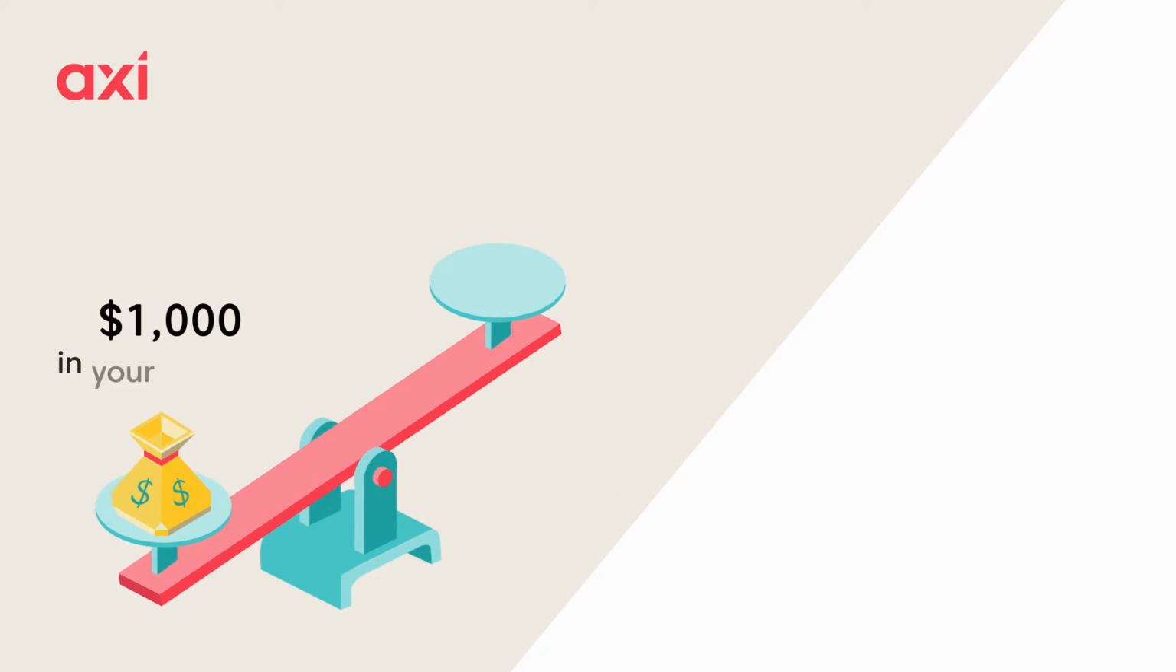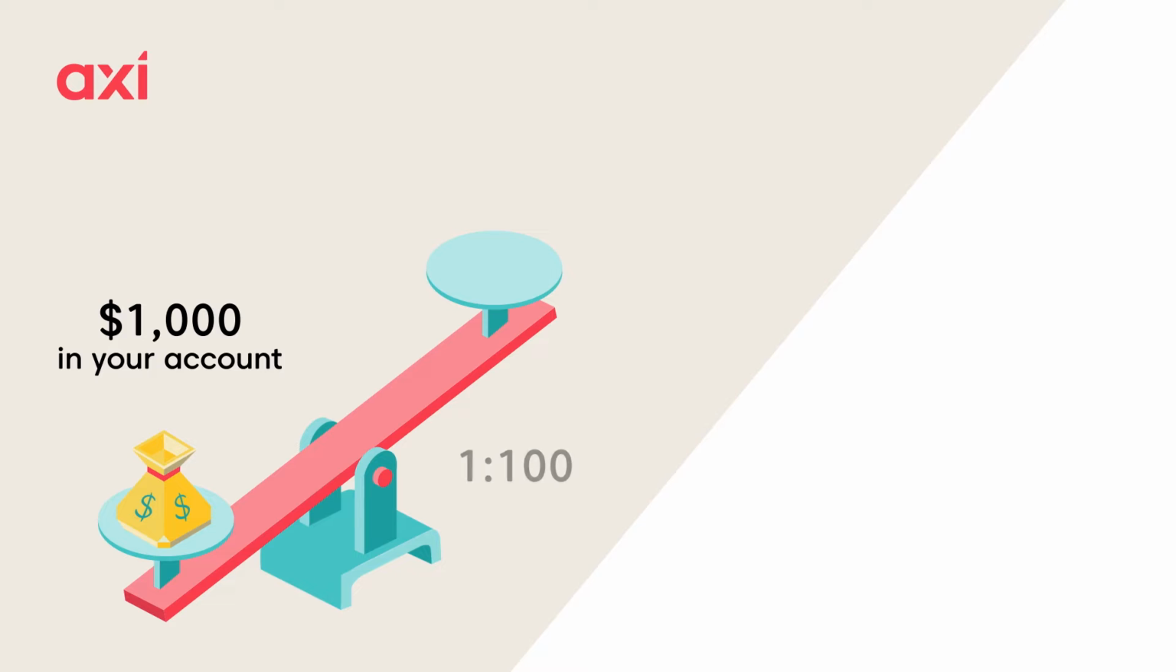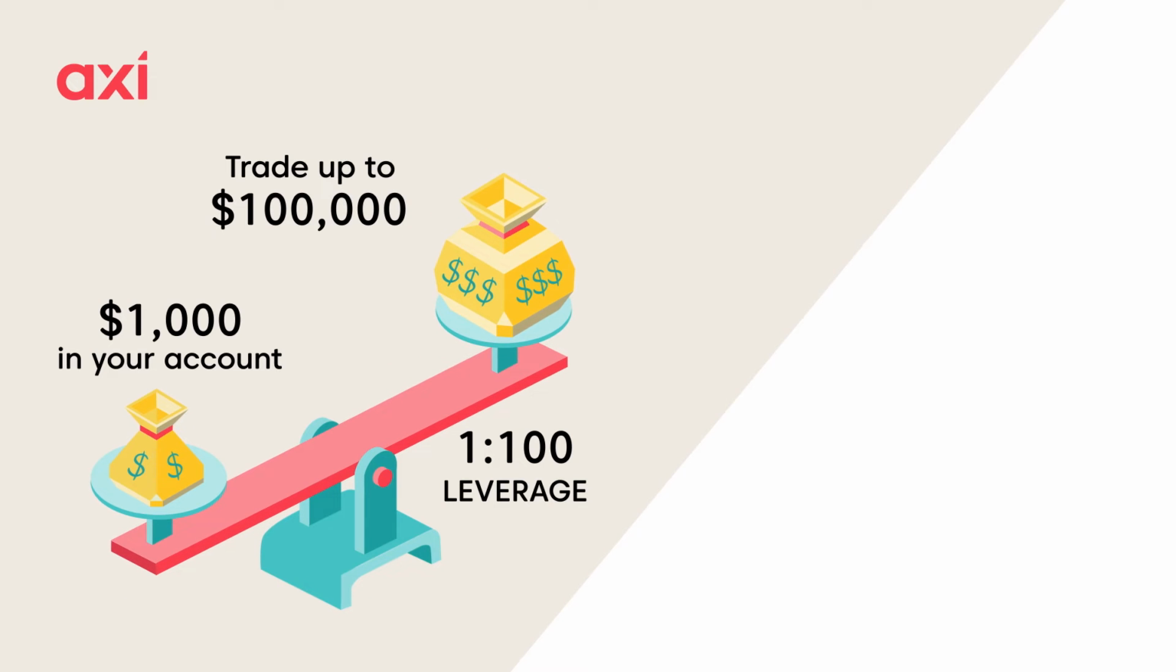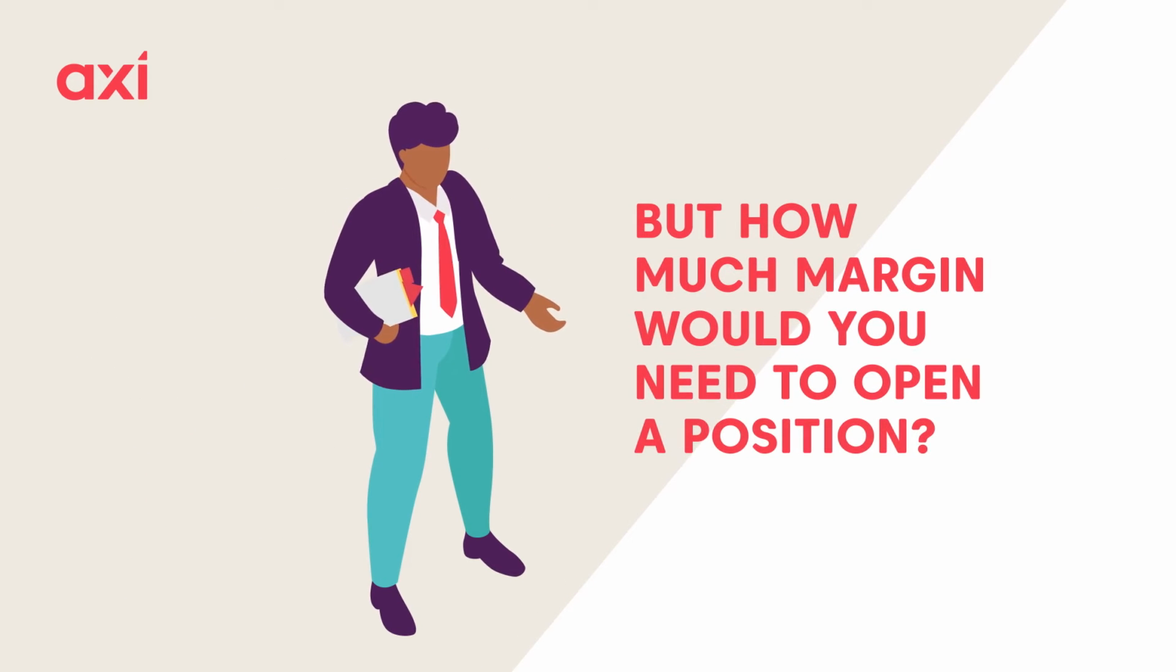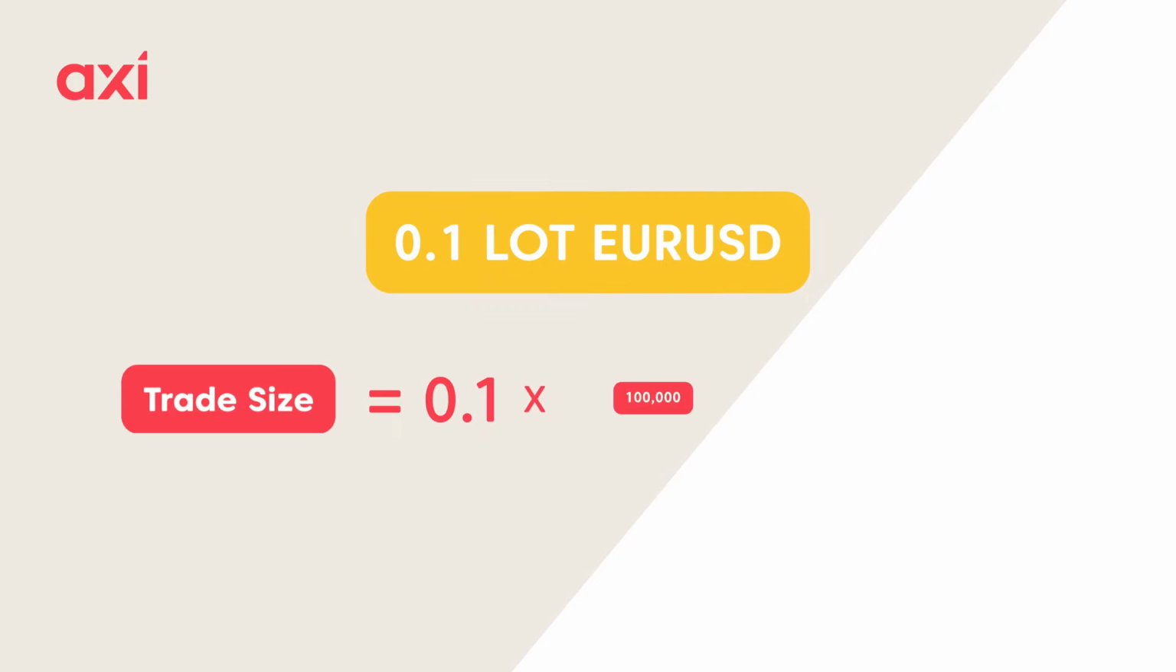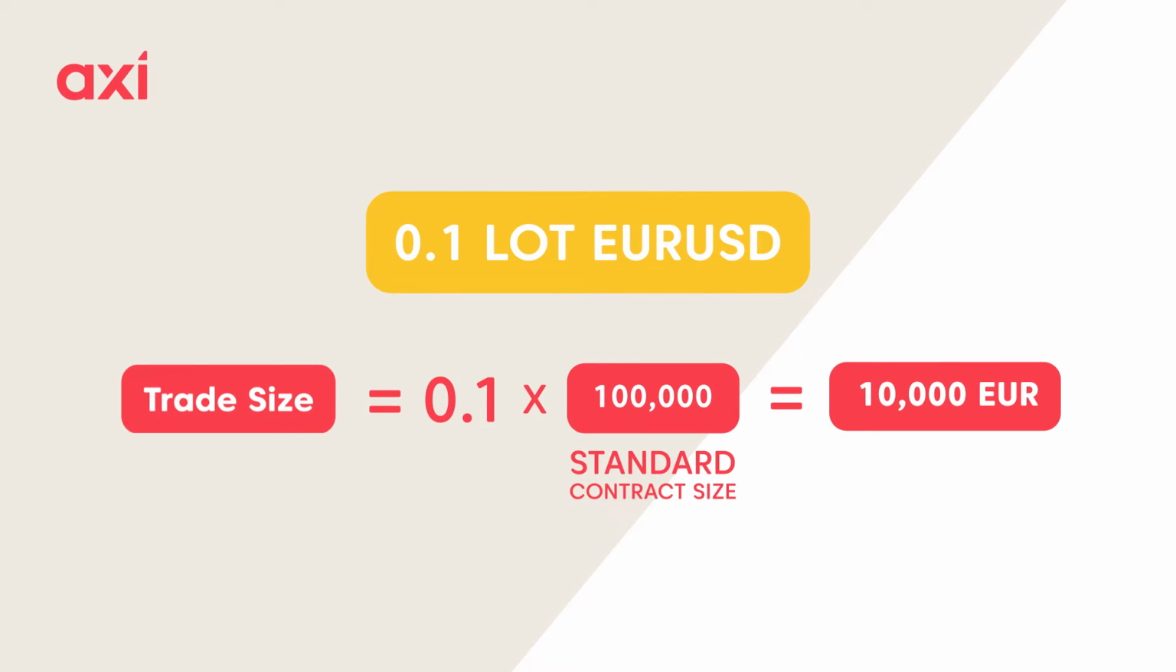Let's say you have a trading account with $1,000 in it, and you're using a 1 to 100 leverage. Your $1,000 capital multiplied by 1 to 100 leverage means you could open positions worth $100,000. But how much margin would you need to open a position? Let's say you want to trade 0.1 lot of EUR/USD with a trade size of 10,000 euro. That's 0.1 times 100,000, which is the standard contract size for most Forex currency pairs.